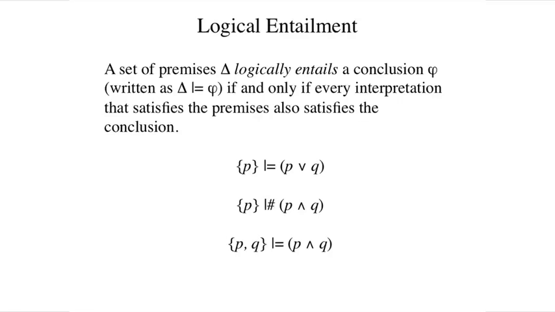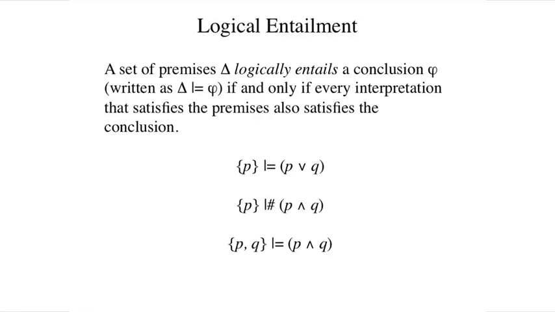As an example of this concept, we can say that the sentence P logically entails the sentence P or Q. Since the disjunction is true whenever one of its disjuncts is true, then P or Q must be true whenever P is true. On the other hand, the sentence P does not logically entail P and Q. The conjunction is true if and only if both of its conjuncts are true, and Q might be false. Of course, any set of sentences containing both P and Q must logically entail the single sentence P and Q.